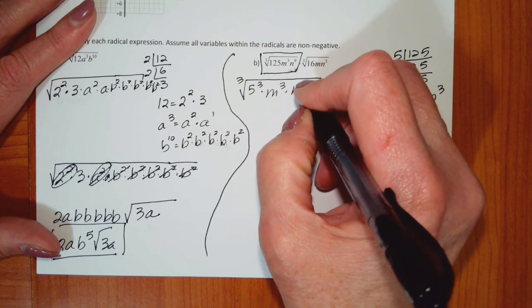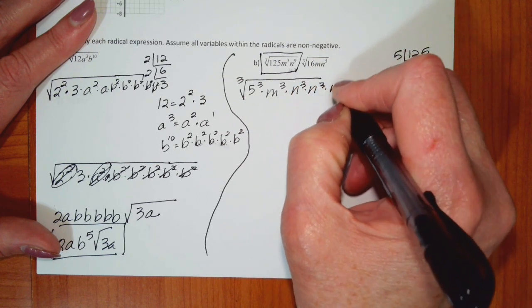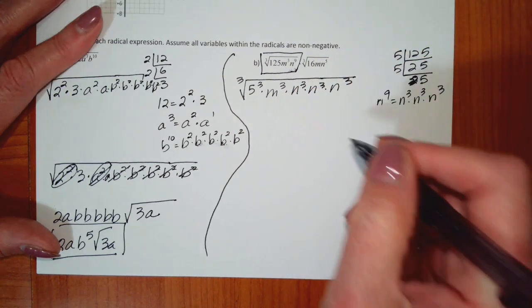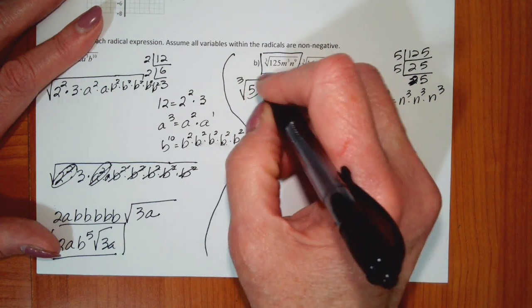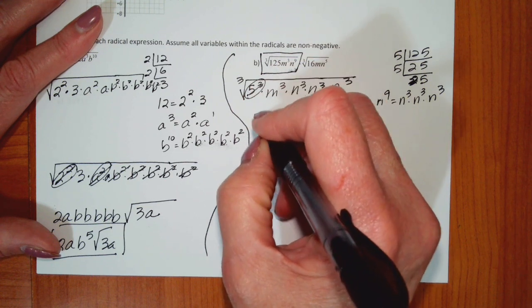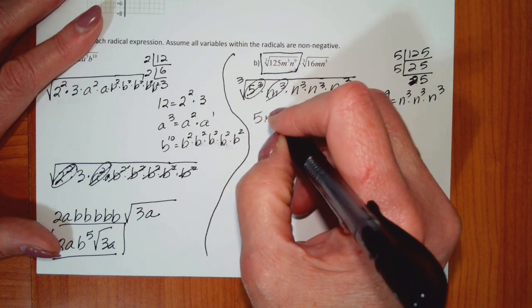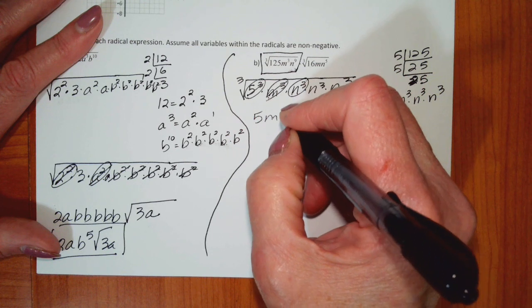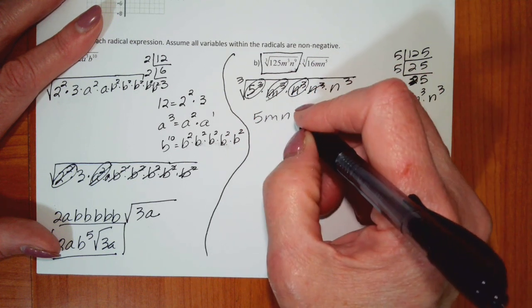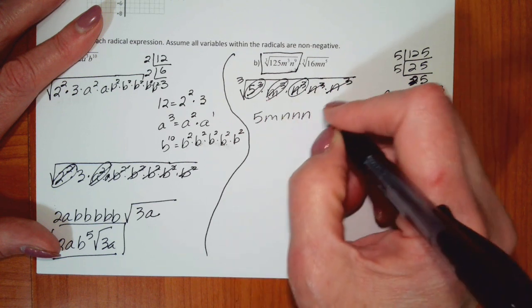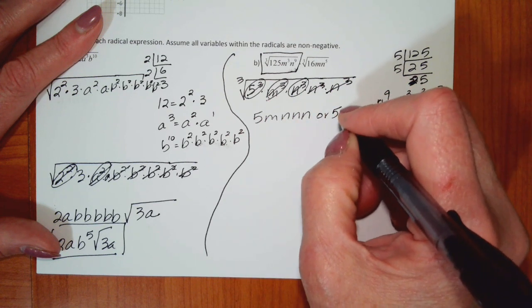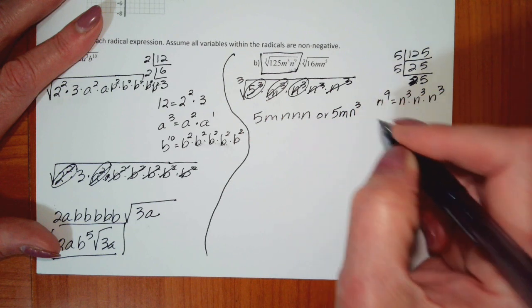So times n to the third times n to the third times n to the third. So let's see what I can pull out of there. So I can pull out a 5, an m, an n, another n, and another n, or just 5m n to the third.